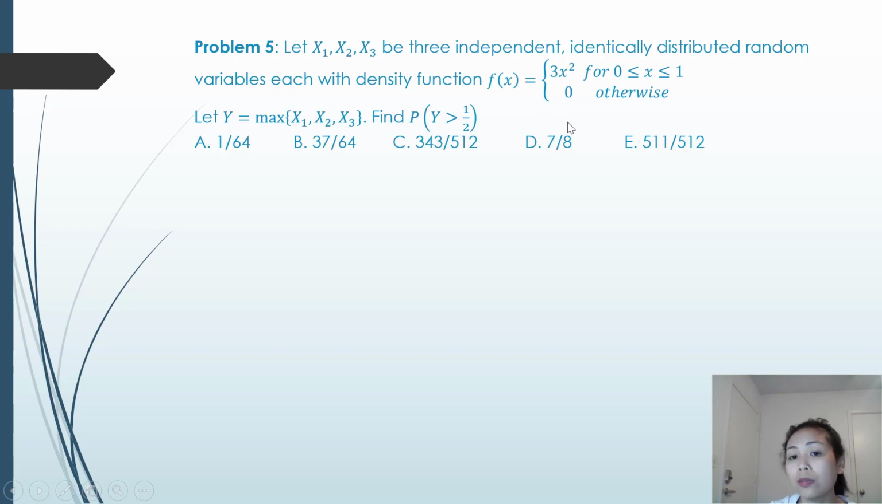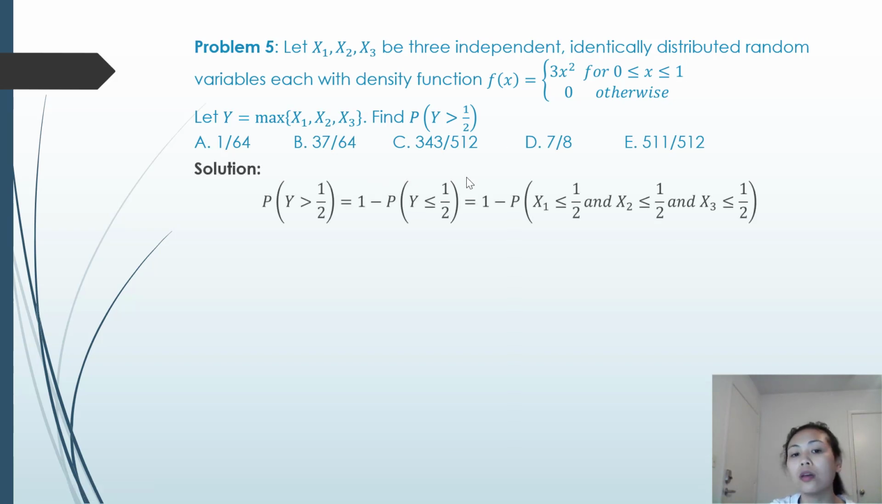The problem would be easier because when the max is less than 1/2, all of these 3 should be less than or equal to 1/2. And we are going to use independence properties, so the problem becomes easier. So here we first use the complement rule. The probability that y is strictly greater than 1/2 is 1 subtract the probability that y is less than or equal to 1/2. So y is the maximum. The maximum is less than 1/2. That means any number x1, x2, and x3 should be less than or equal to 1/2. So the probability x1 less than or equal to 1/2, and x2 less than or equal to 1/2, and x3 less than or equal to 1/2.